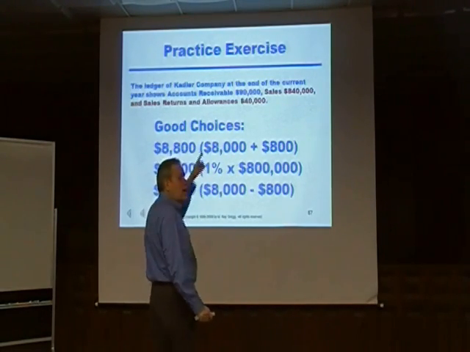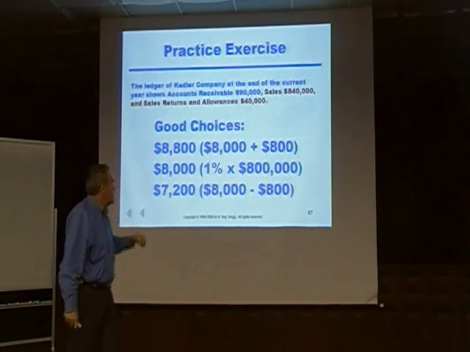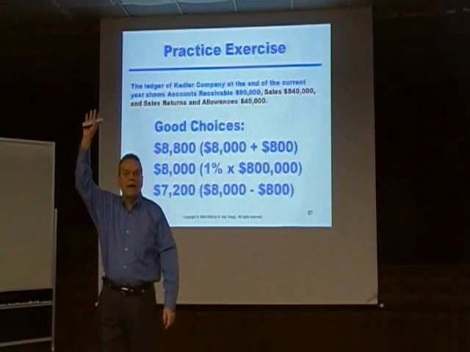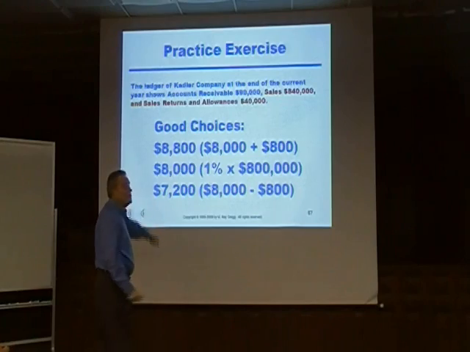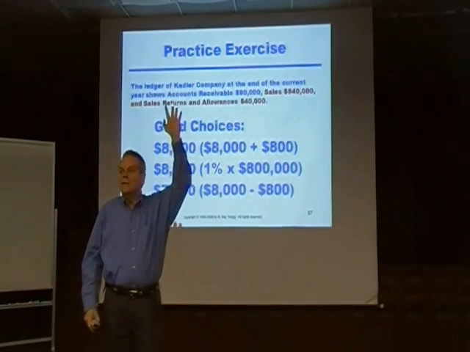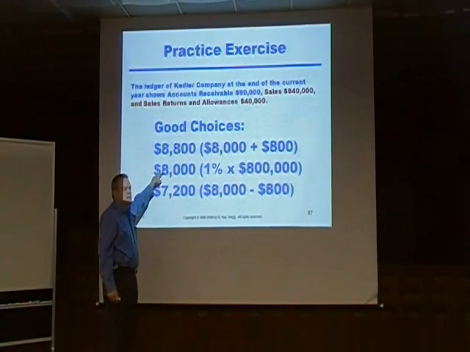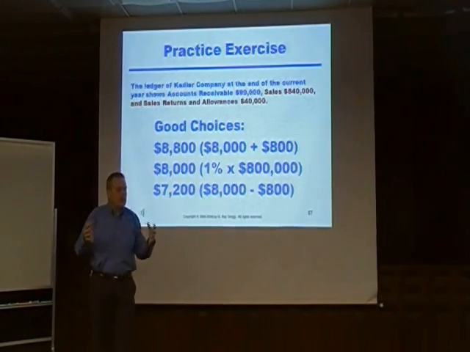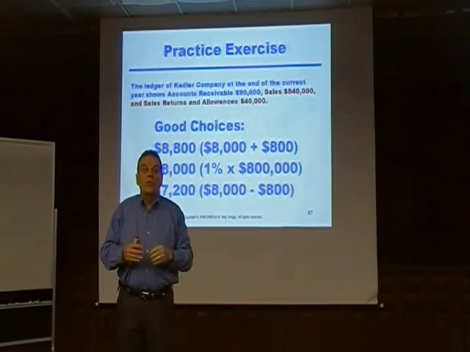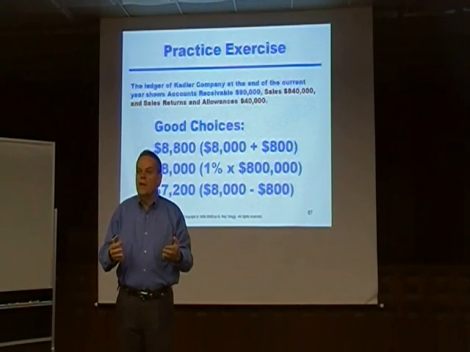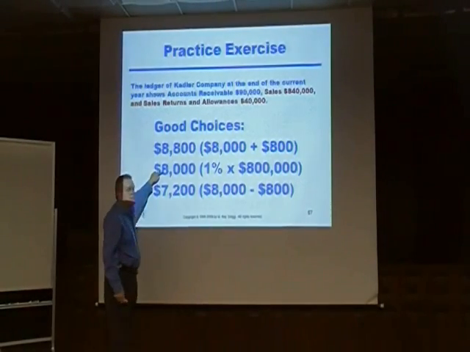I need a whole bunch of people to vote on one of these choices. If you think the right answer is 8,800, hold your hand up real high. If you think the right answer is 8,000, put your hand up real high. If you think 7,200 is the right answer, put your hand up real high. More people picked this one than any of the others. But some people picked them all, and I've got a feeling a whole lot of people didn't vote. And you'll learn more, I promise, if you'll try. Okay, you need to vote. The right answer is 8,000.